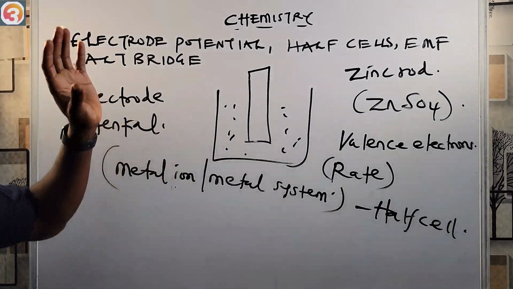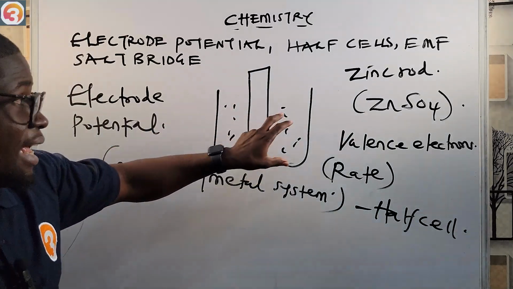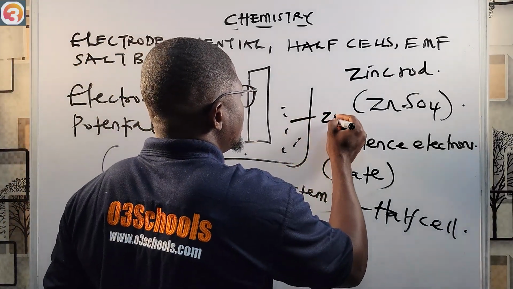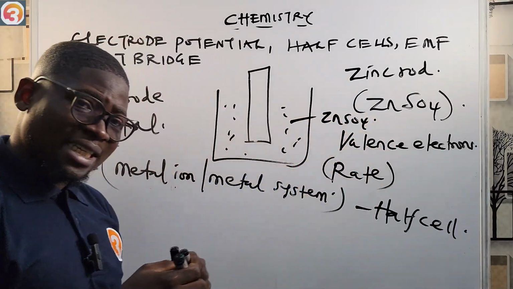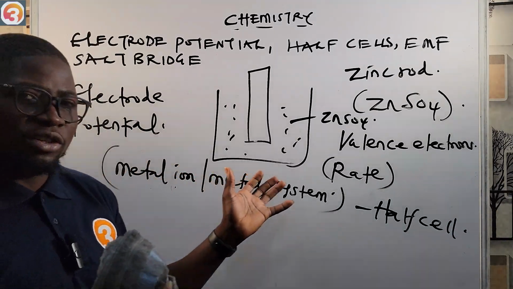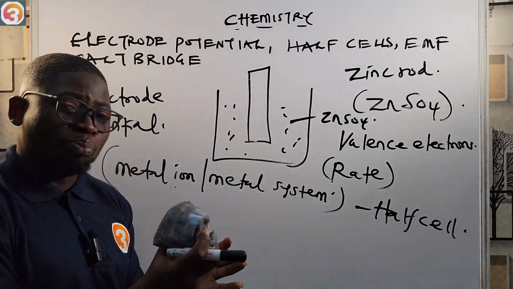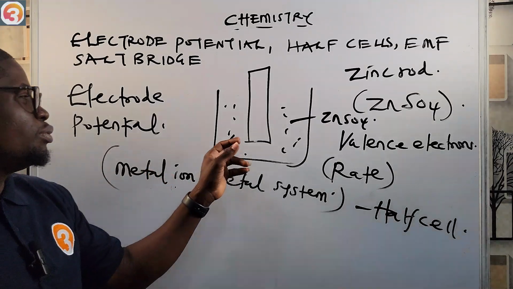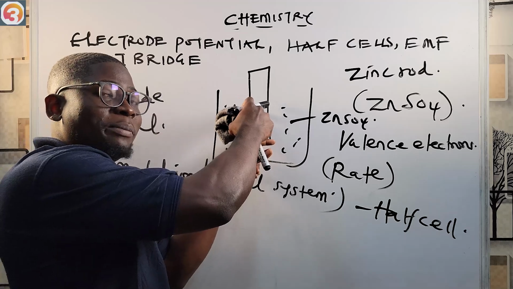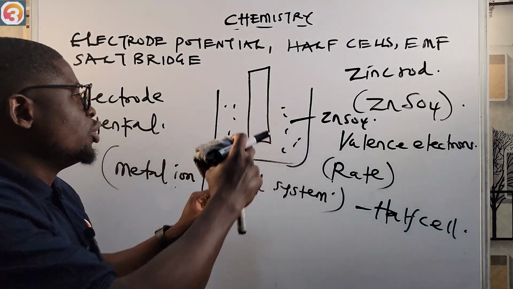If a metal rod is placed in a solution containing a salt, for example, a zinc rod placed in a solution of zinc sulfate, some of the metal ions in the metal rod will leave behind some valence electrons and go into the solution. At the same time, some of the metallic ions will pick up these electrons and deposit them as neutral atoms on the metal rod.